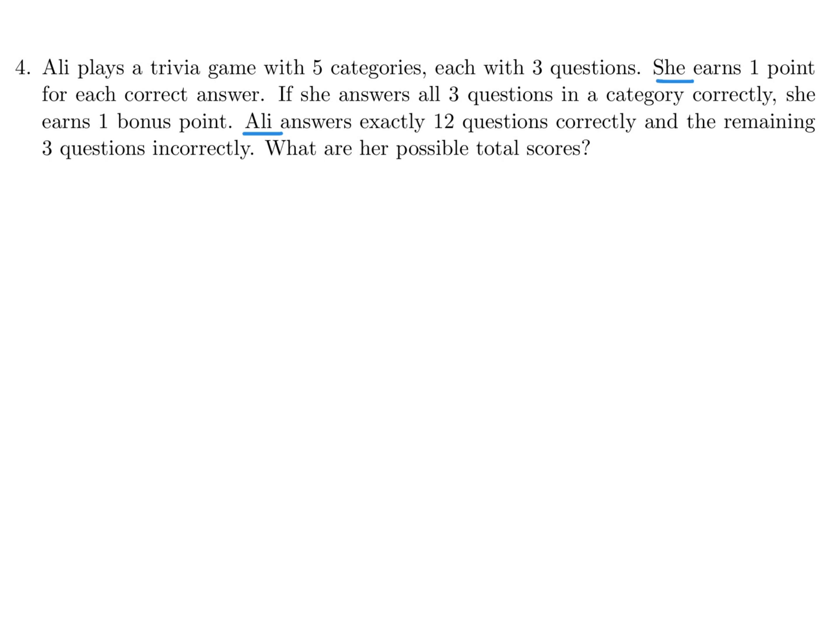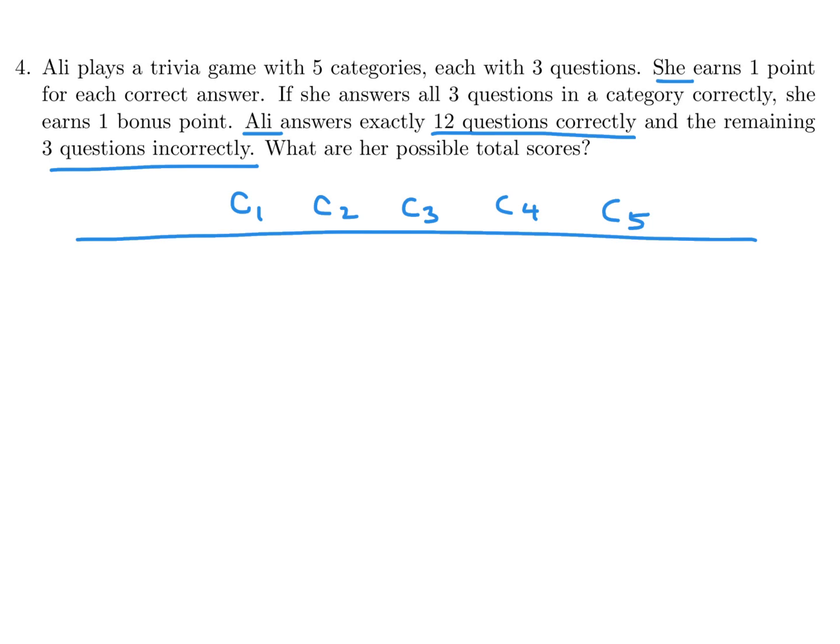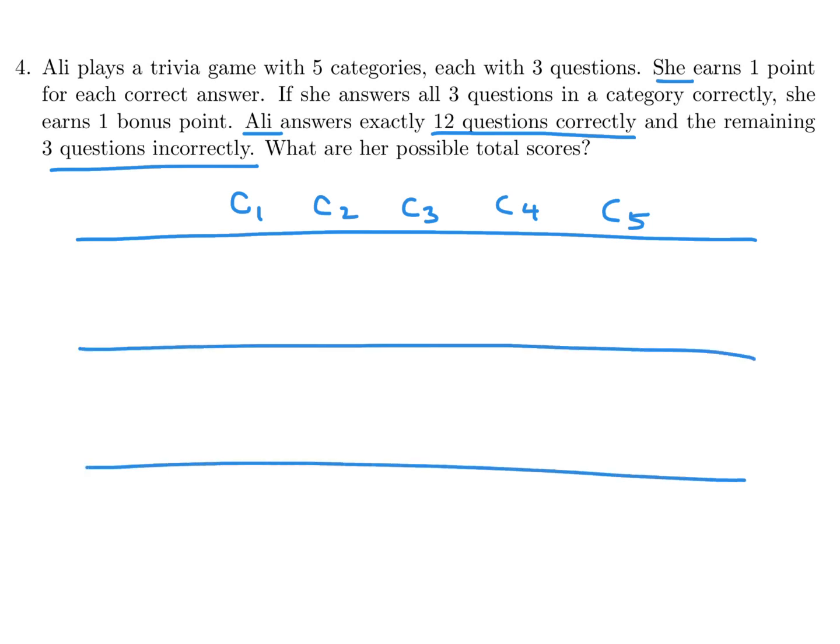Okay, let's see here. So we've got to just figure out how many scenarios there are. So we can have five categories, right? So we got category 1, category 2, category 3, category 4, category 5. The only thing they give us is 12 questions correctly and 3 incorrect. Okay, that's really all there is. I just have to talk about the different scenarios, I guess.